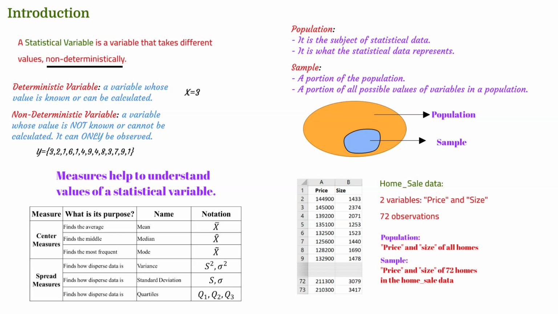Measures for a spread of data, they all show how dispersed data is. One is called variance, S square or sigma square. A standard deviation, S and sigma, and quartiles, Q1, Q2, and Q3.